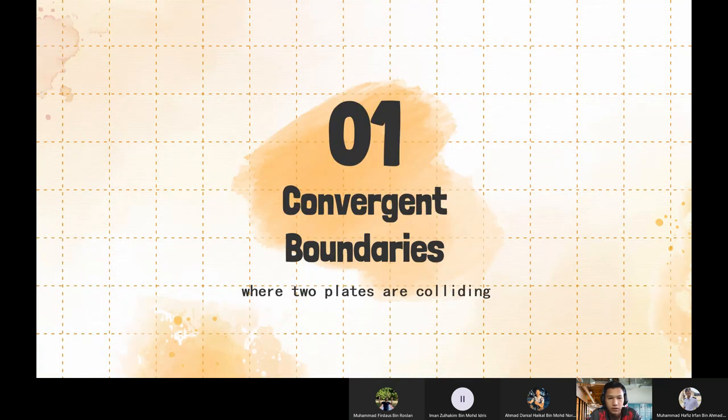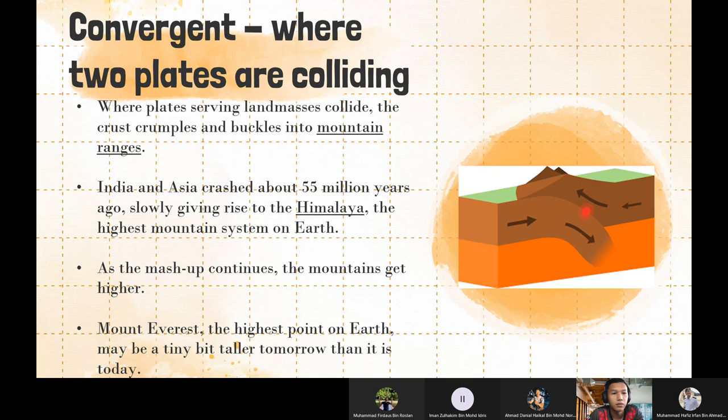First, the tectonic plate movement which is convergent boundaries. Convergent boundaries are where plates carrying land masses collide, and the crust crumples and buckles into mountain ranges. India and Asia crashed about 55 million years ago, slowly giving rise to the Himalayas, the highest mountain system on Earth. As the mashup continues, the mountains get higher. Mount Everest, the highest part of the Earth, may be a tiny bit taller tomorrow than it is today.